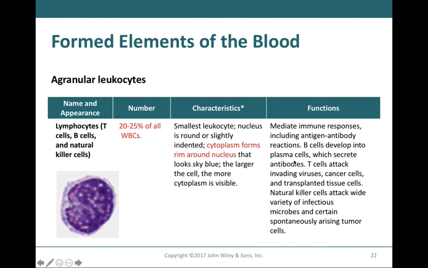The action of T cells, on the other hand, tends to be a little bit more hands-on. There are several types of T cells, and their major role is going to be to stop viruses and cancer cells that have entered or formed. And lastly, as their name suggests, the natural killer cells are specifically going to focus upon infectious microbes.